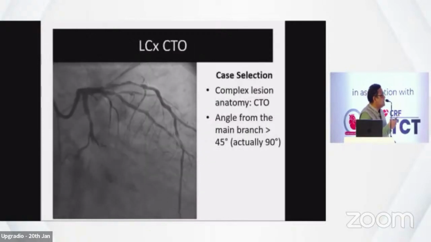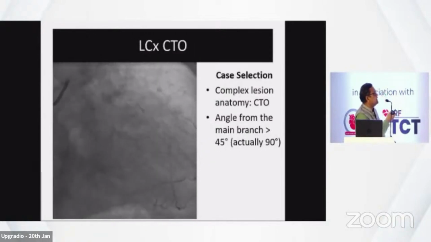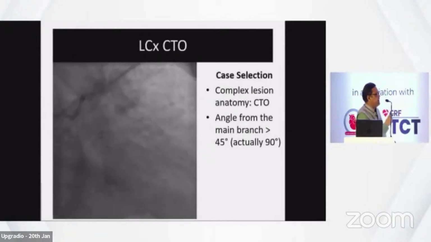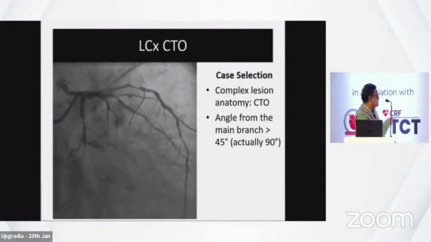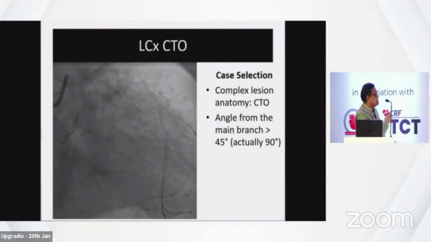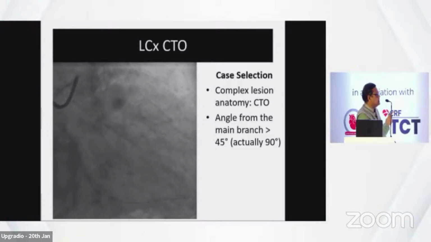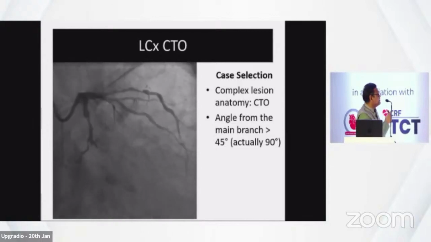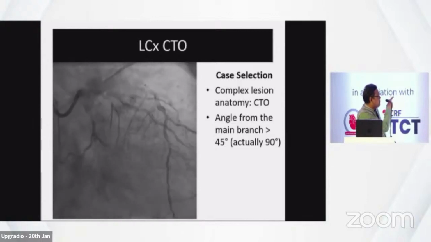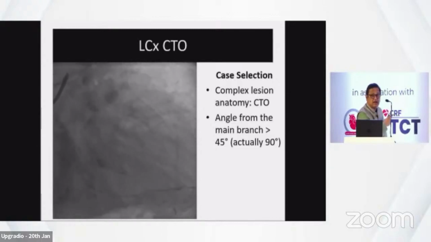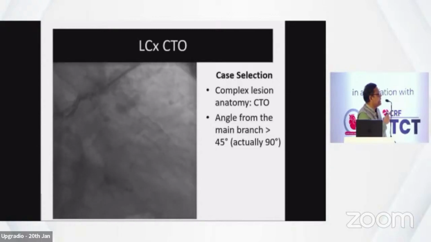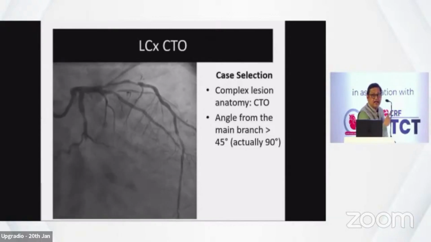This is one example. This is, as you can see, it has got 2 risk factors. One is CTO of the circumflex, distal circumflex. So one is, it is a CTO. Second is, it's a distal lesion. Third, you can see that the circumflex is arising at a huge angle. So basically 90-degree angle is there.